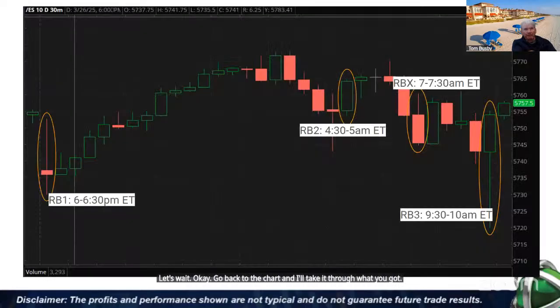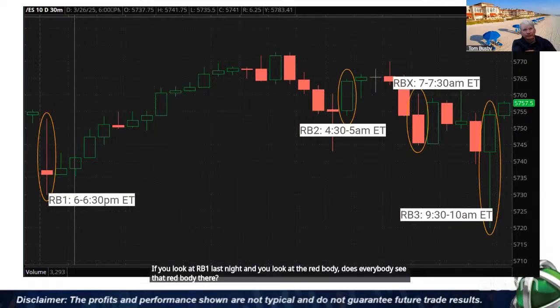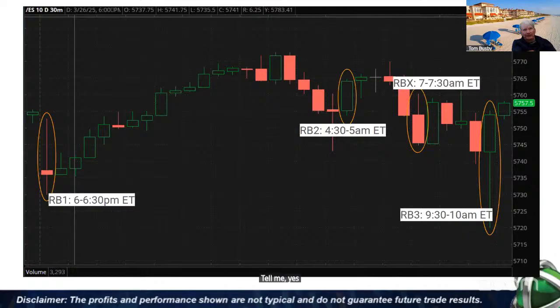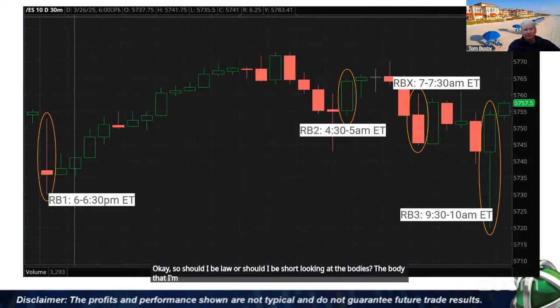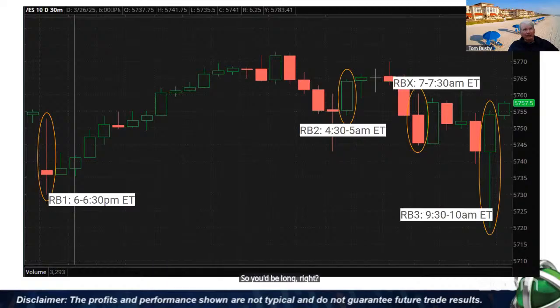It's a beautiful display. If you look at RB1 last night and you look at the red body, does everybody see that red body there? Tell me yes, you see the red body starting last night at 6:30. And you can use this for stocks too, by the way. Okay. So should I be long or should I be short looking at the body? Is the next body higher than that starting body? So you'd be long, right? Notice it stays higher all the way up and it turns red, but it still is above the preceding bar.